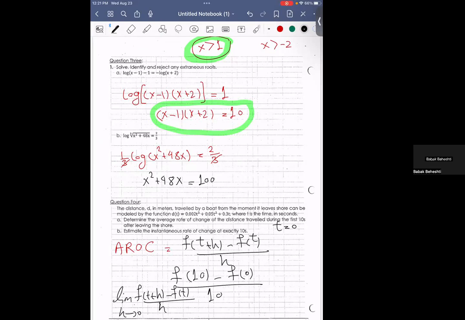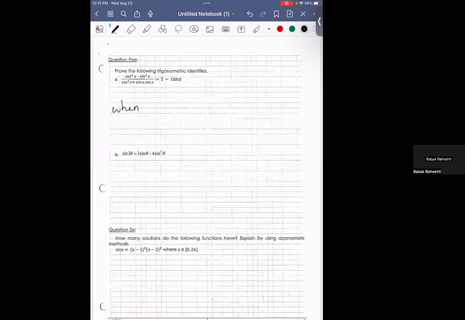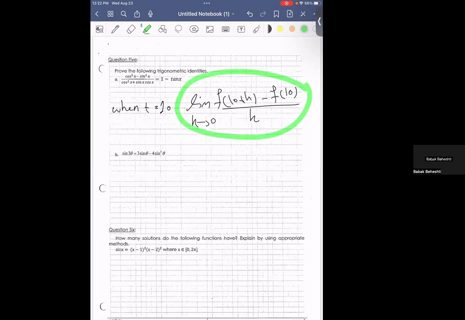So you find something in terms of t, and at the end you have to let t equal to 10. So you compute the instantaneous rate of change when t is equal to 10. Or at the beginning, instead of t, you can just plug in 10. So when t equal to 10, the instantaneous rate of change is just the limit of f of 10 plus h minus f of 10 divided by h as h goes to 0. So you have to compute this limit when h goes to 0.